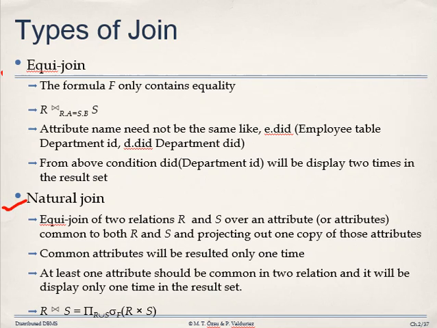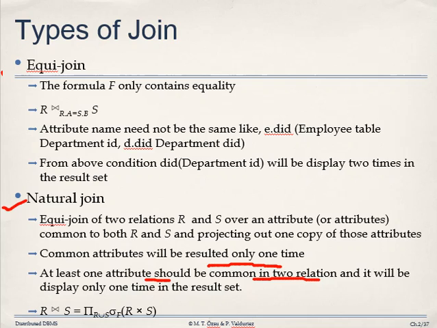Natural join: an equijoin of two relations R and S over an attribute common to both R and S, and projecting out one copy of those attributes. So in natural join, if two columns are the same, it will be displayed only one time, and in equijoin it will be displayed two times. So the common attribute will appear only one time in the result. At least one attribute should be common in the two relations. In equijoin it is not a condition that you must have a particular attribute with the same name, so that is why it is displayed two times.